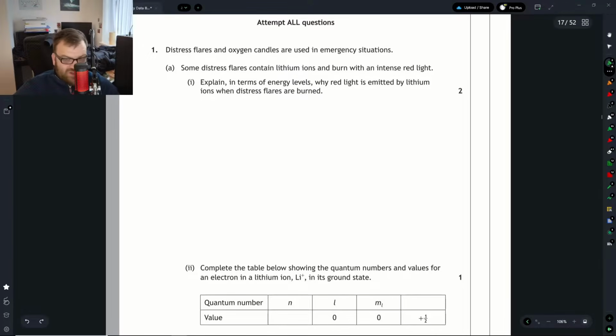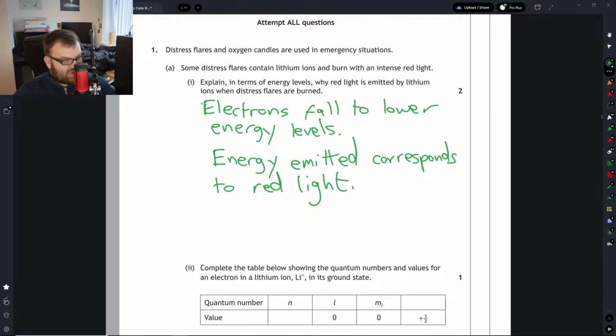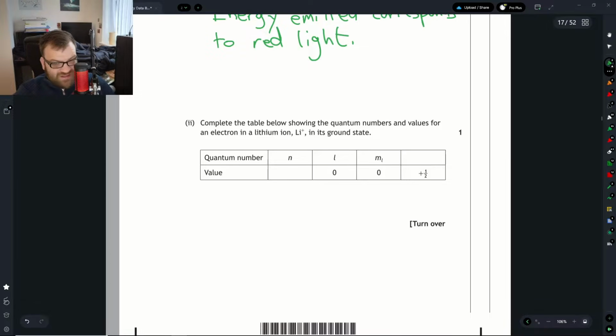On to section 2 now. First question is asking about emission spectra and how we get different colours of light. When your electrons fall to lower energy levels, they will emit energy equivalent to red light. Some of the wavelengths is equivalent, whatever kind of thing we've got, but that's how you get your red light being emitted. Next here, we've got an electron in lithium positive ground state.